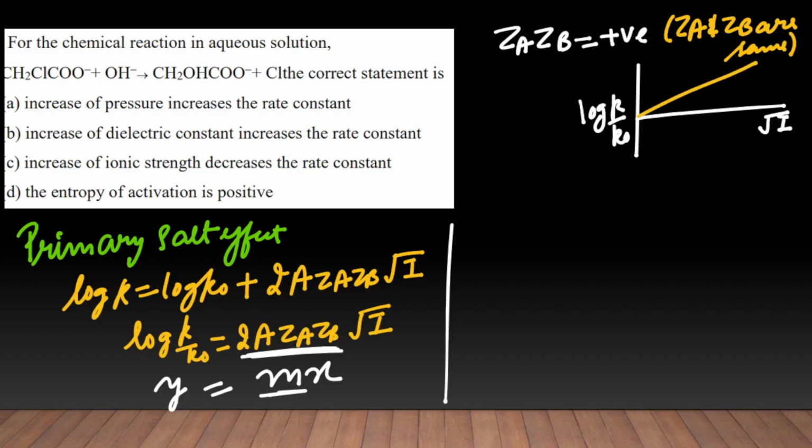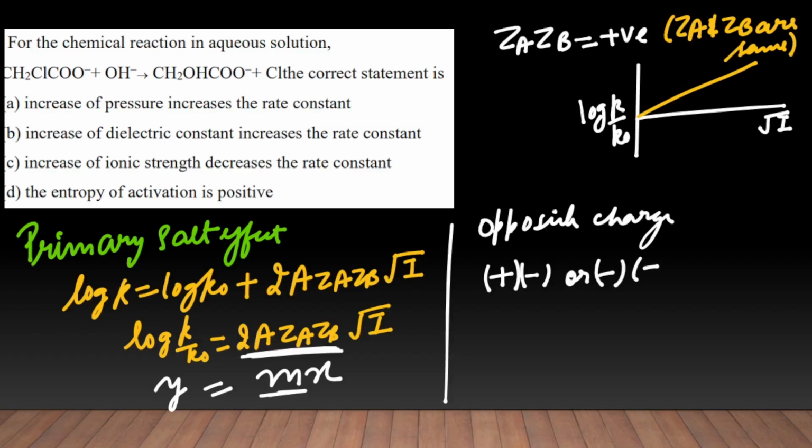If opposite charges are present, that means either ZA is positive and ZB is negative, or ZA is negative and ZB is positive. In this case the product we will get is negative, which means the slope value is going to be negative, represented like this with the negative slope.